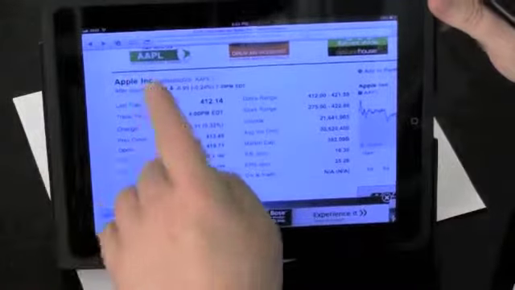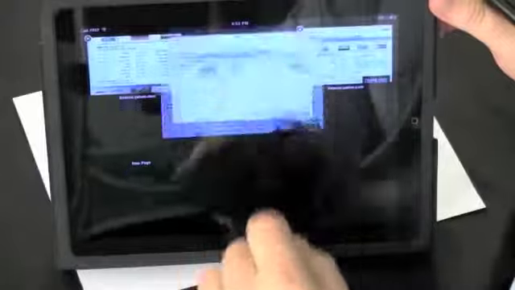I'll pull my charts back up here. Let's see if I can get this squared away. I don't flip them back and forth very often. Let's look at this one.